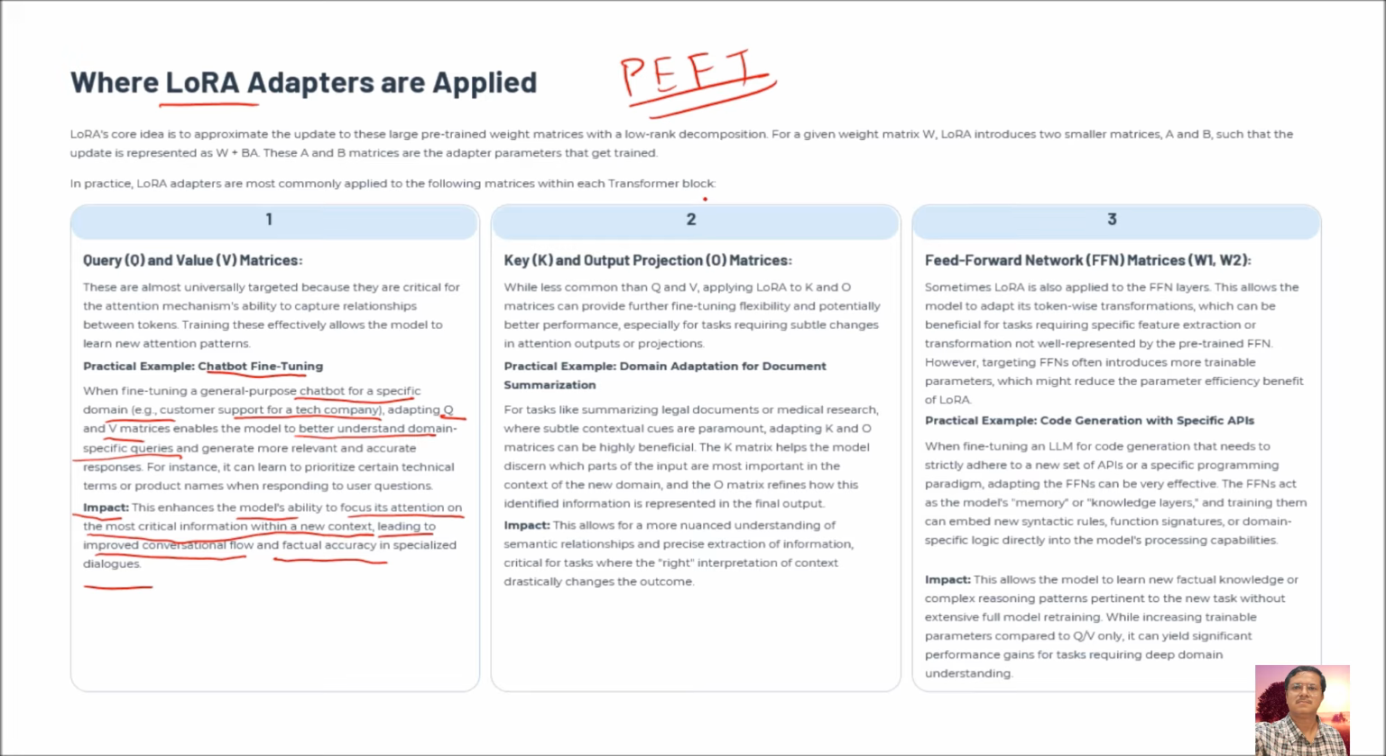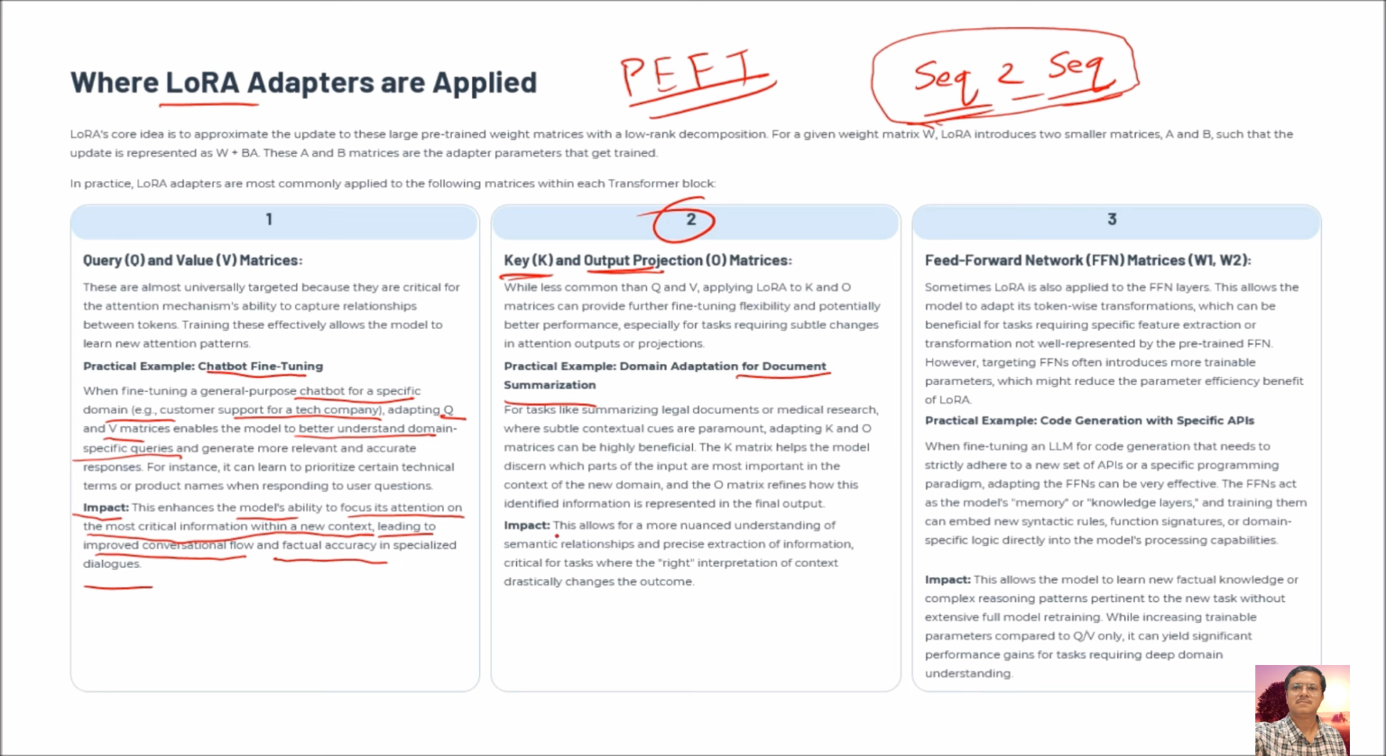Now, another choice is the key and output projection matrices. When we take the key and output projections, this will be useful for all kinds of sequence to sequence techniques. For example, document summarization, translation, and all other areas where a sequence to sequence system performs very well.